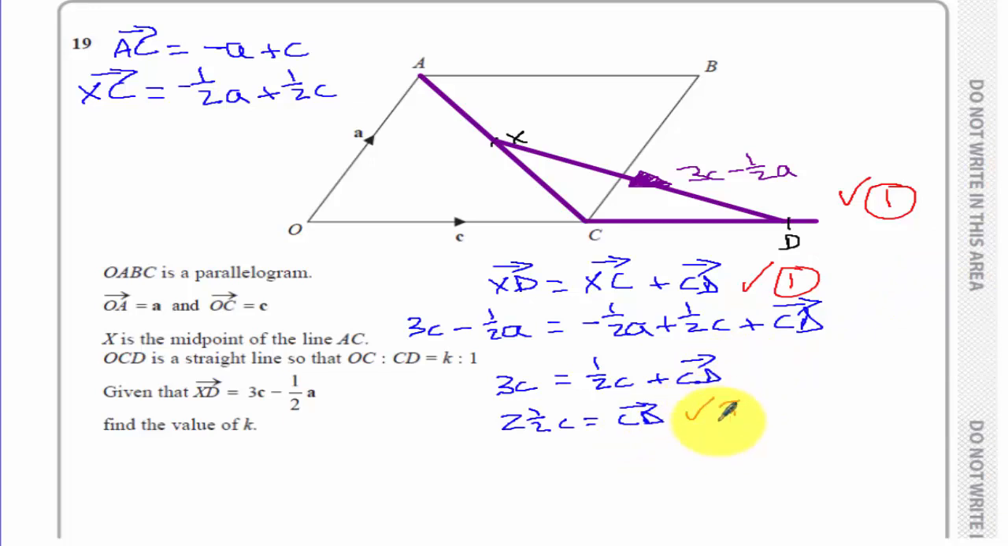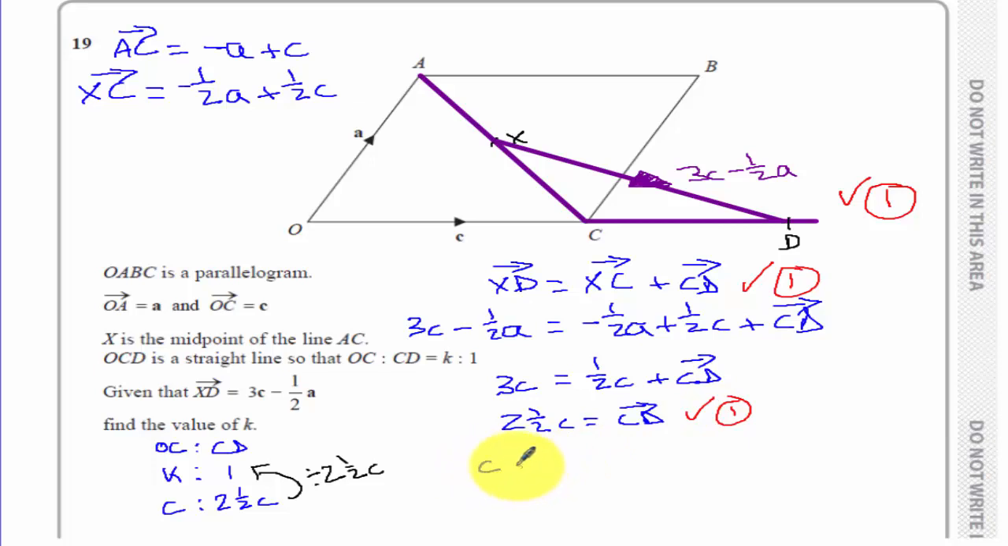This picks me up my third mark, but we're not quite finished because it wants the ratio OC to CD in the ratio K to 1. We've got to work out K. So OC is currently C, and C to D is 2.5 C. Now the CD must be 1. So what do I divide 2.5 C by to get to 1? Well, that must be dividing by 2.5 C. To keep the ratio consistent, I'd have to divide C by 2.5 C.